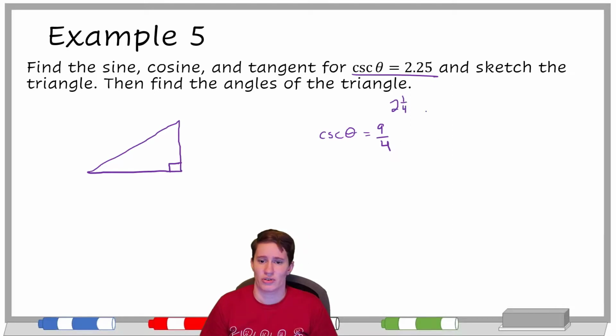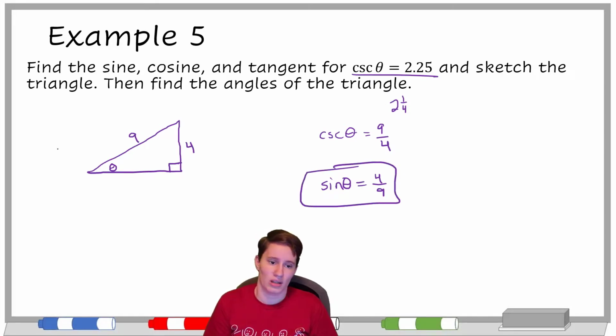So I guess the other way would have been to change it to a mixed number first and then change it to an improper fraction. But that's helpful because then we can say, well, sine theta is 4/9. So pick one of these angles to be theta, and then we can label the opposite side as 4. The hypotenuse is 9. We are going to need to use the Pythagorean theorem to find the third side.